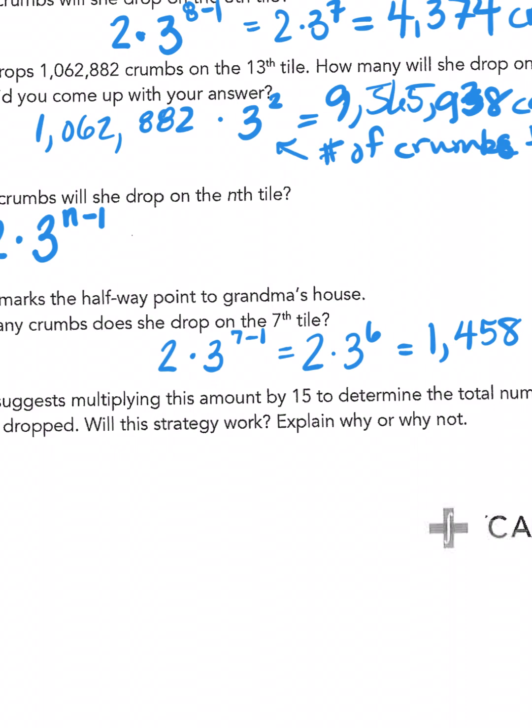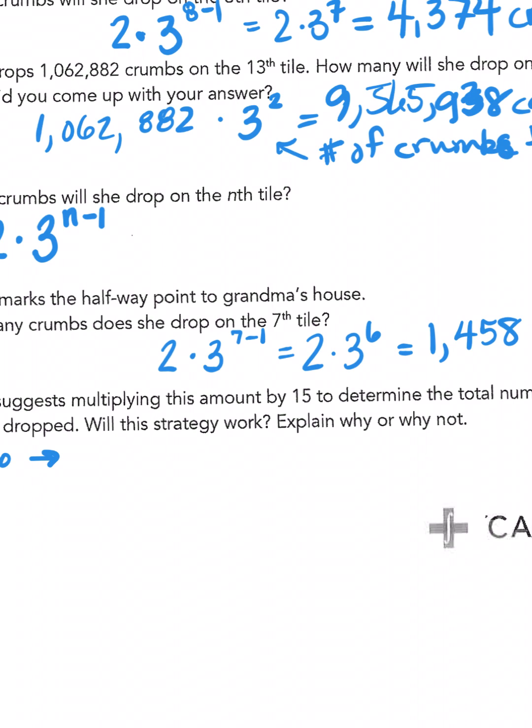Really? What did we say? On the 15th tile, how many crumbs are we already up to? 9 million something. If you take 1,458 and multiply it by 15, do that. Is that going to get us anywhere close to the total number of crumbs dropped? Why is this not going to work? So we know the answer is no. Why not?